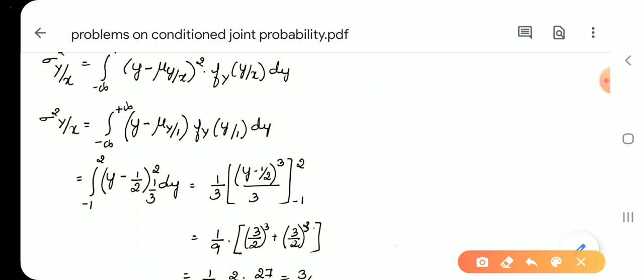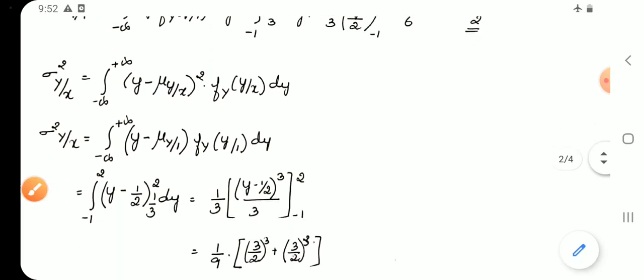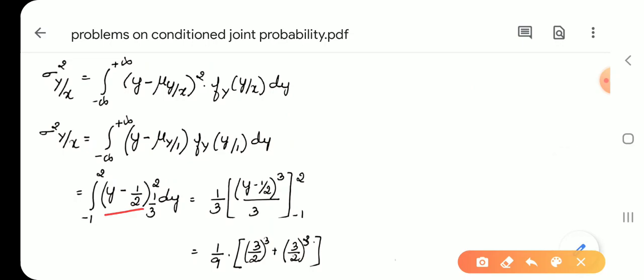Y minus mu y by 1 is half, just found above. Here we have already found. So let us take the value here, y minus half whole square into 1 by 3 dy. Value of fy of y by 1 is 1 by 3. 1 by 3 is a constant. I will write it out. Y minus half when integrated becomes y minus half to the power 3 by 3. 3 comes out, it becomes 1 by 3 into 3, 1 by 9.